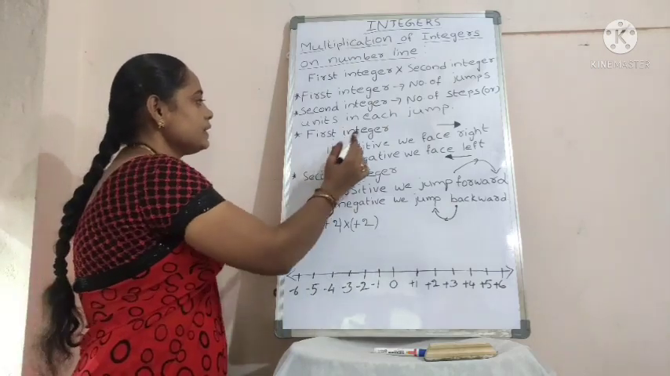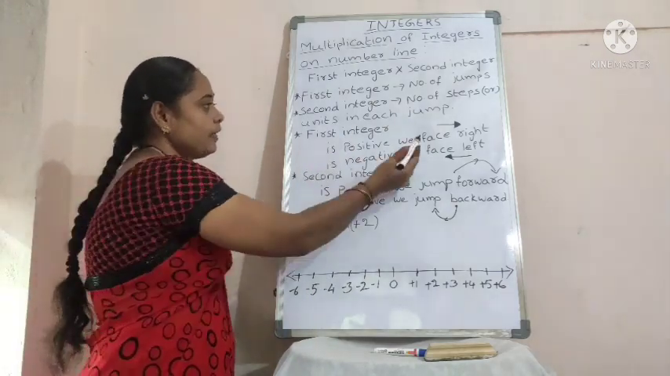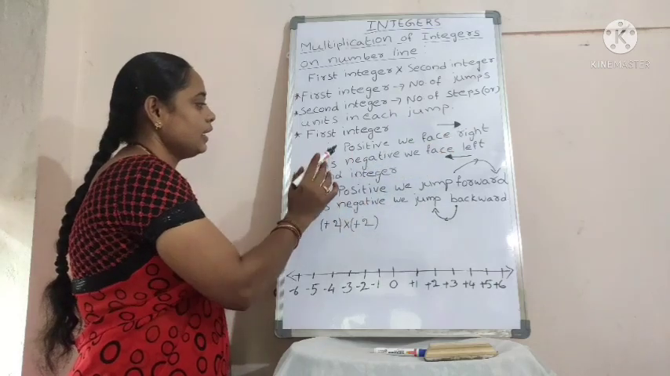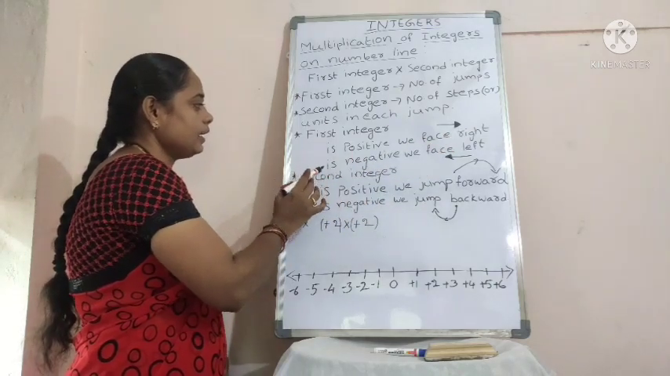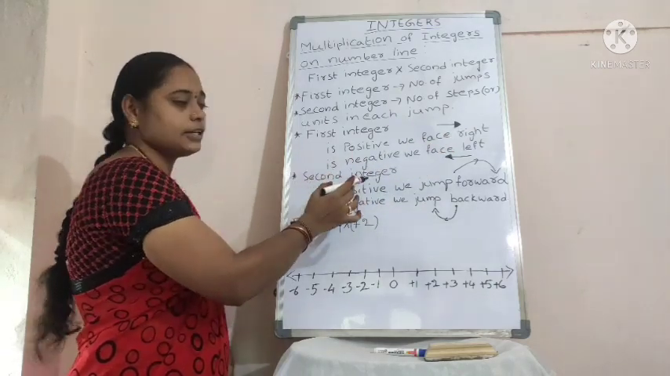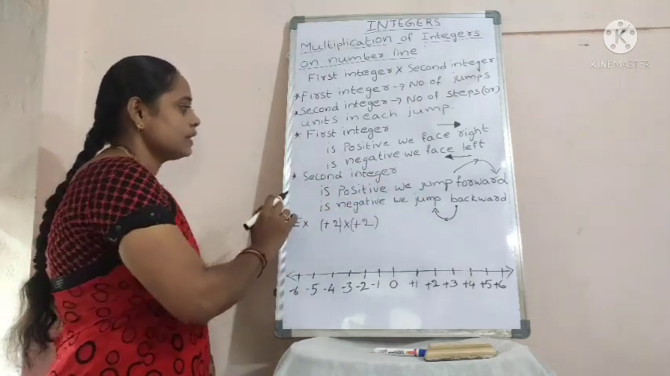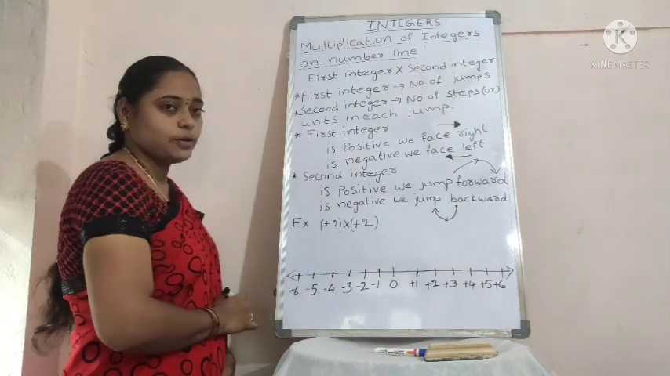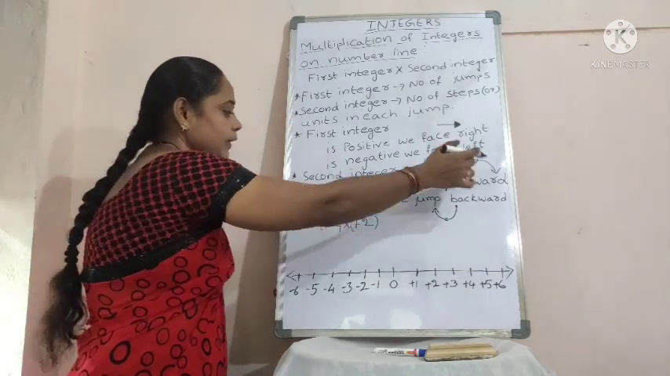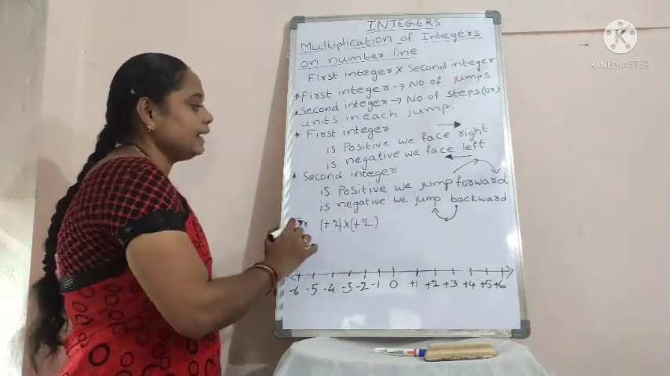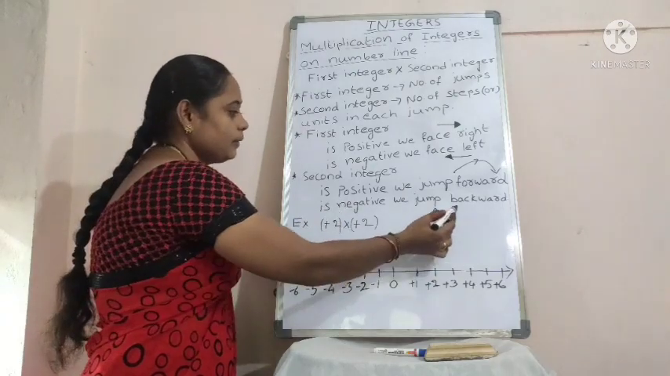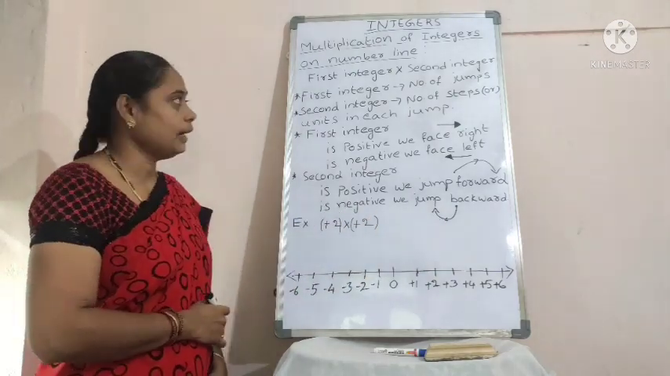If the first integer is positive, we face right. If first integer is negative, we face left. Second integer is positive, we jump forward. Second integer is negative, we jump backward. Okay.